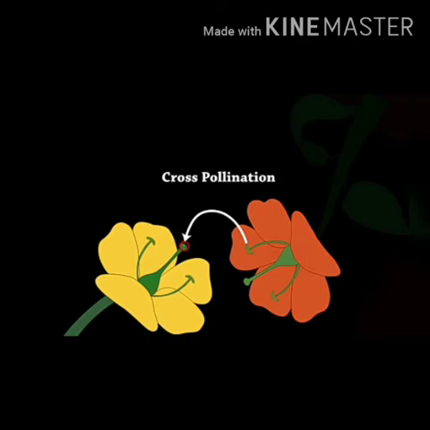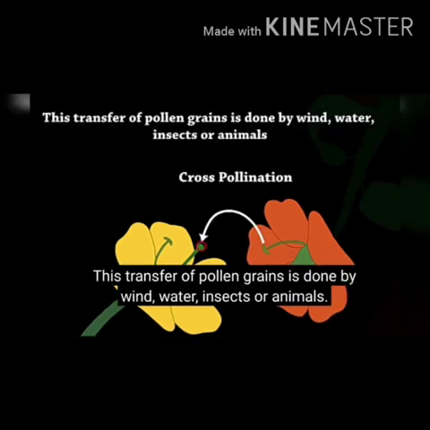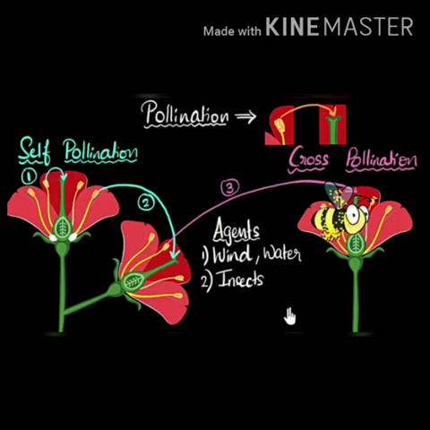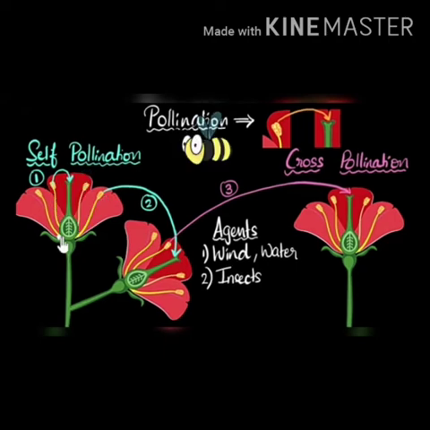Now next is cross-pollination. In cross-pollination, what happens? The pollen grains are transferred from one flower to another, then it is called cross-pollination. Means both flowers are born on two different plants but of the same species, right? Then it is called cross-pollination. There are several agents of pollination such as insects, wind and water. Insects are very good pollinating agents, and they help in transferring pollen grains from one flower to another flower, and in this way they help in pollination.